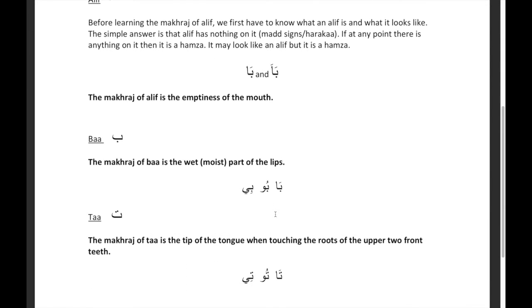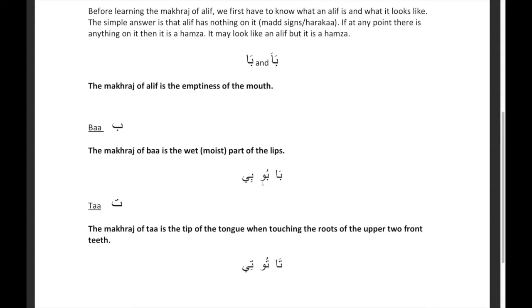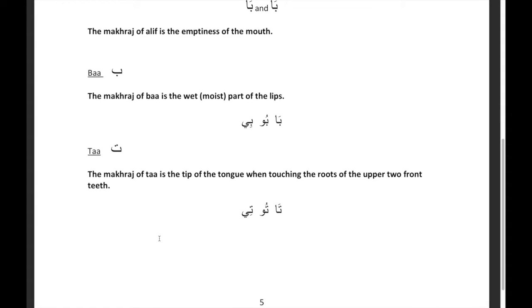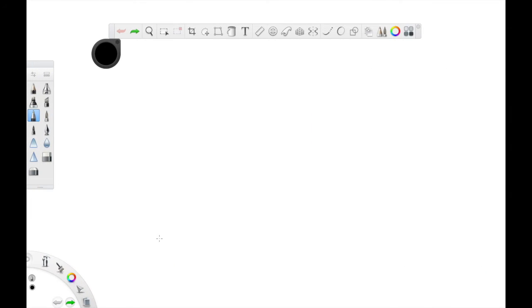Next is ba. The makhraj of ba is the wet or moist part of the lips. Pretty straightforward. Ba, bu, bi. Next is ta. The makhraj of ta is the tip of the tongue when touching the roots of the upper two front teeth. So let's go to our drawing.